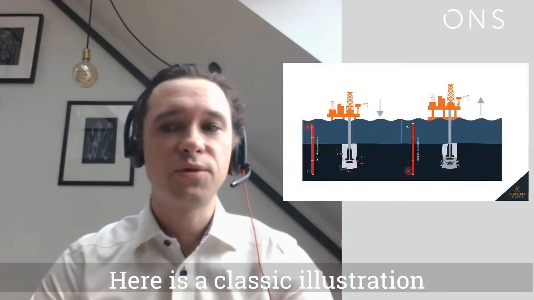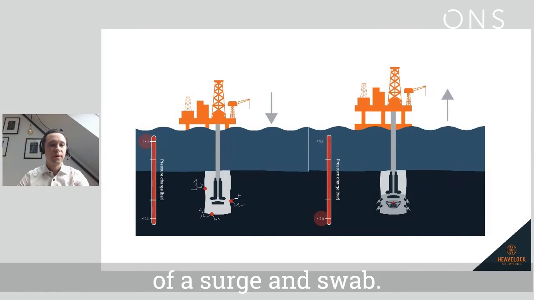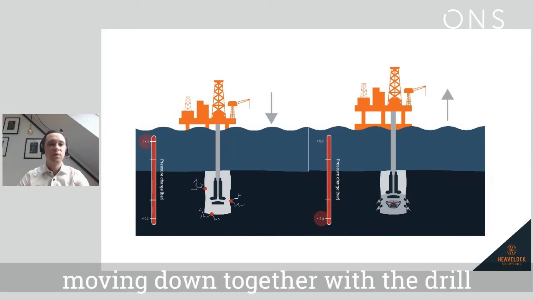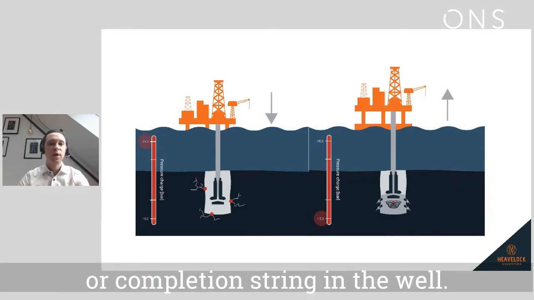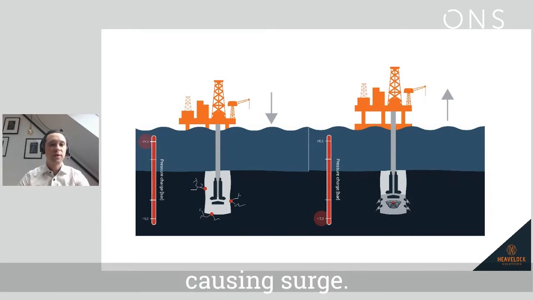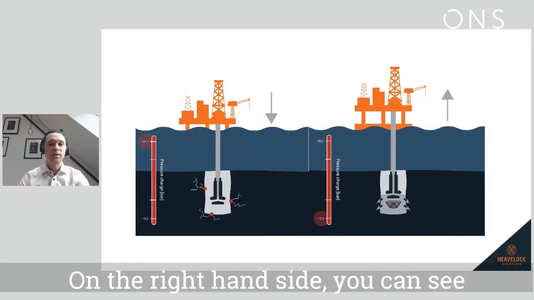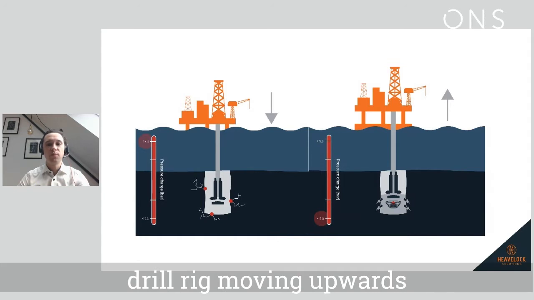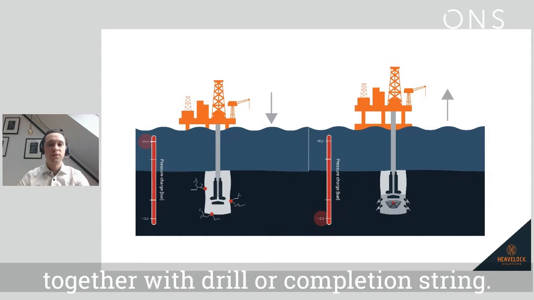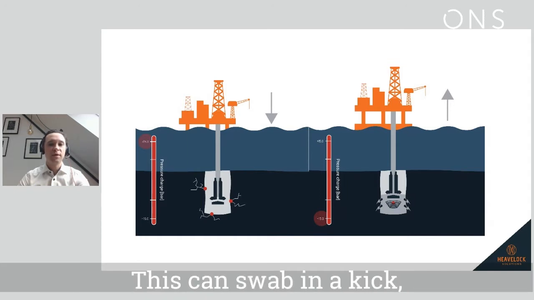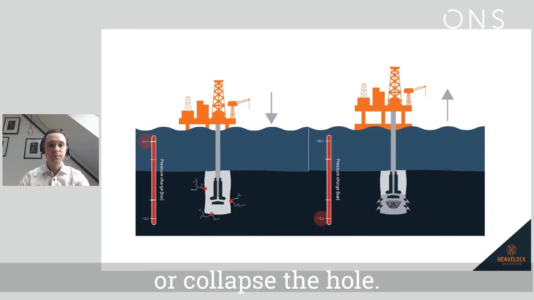Here is a classic illustration of a surge and swab. On the left-hand side, you can see a rig moving down together with the drill or completion string in the well, causing surge. This can damage the well and influence its future productivity. On the right-hand side, you can see a drill rig moving upwards together with drill or completion string. This can swab in a kick or collapse the hole.